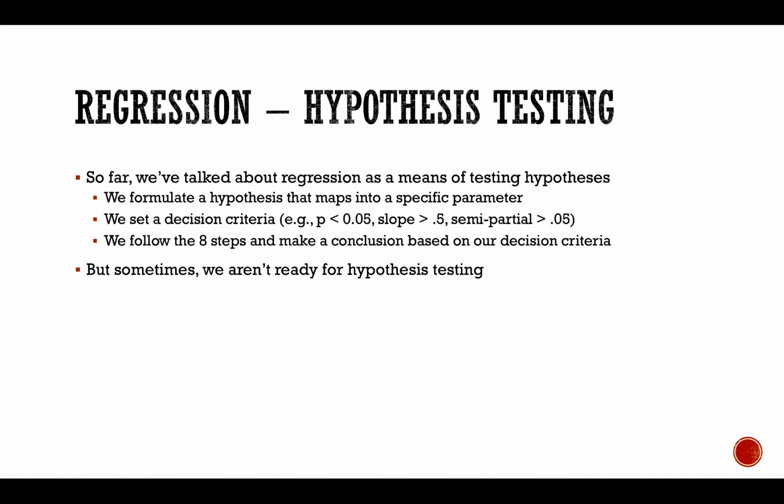And we have also talked about setting a personal decision criteria. For example, the standard decision criteria is a p-value less than 0.05. But we could also decide that we set our own decision criteria based on the slope, for example. You could say the slope is greater than 0.5 or the semi-partial correlation coefficient is 0.05. You can set your own decision criteria, and that's totally awesome. And then at that point, we just follow the 8 steps and make a conclusion based on our decision criteria.